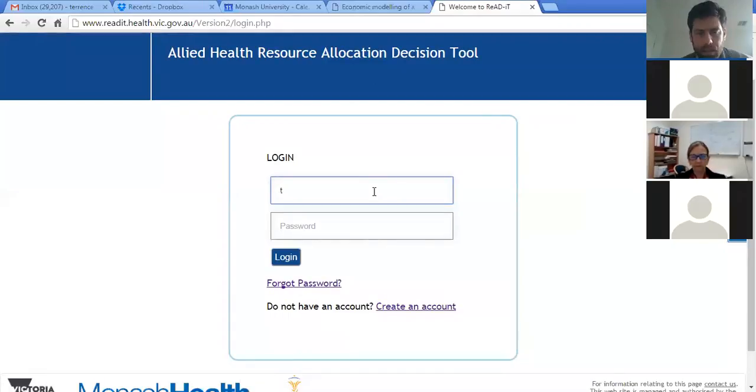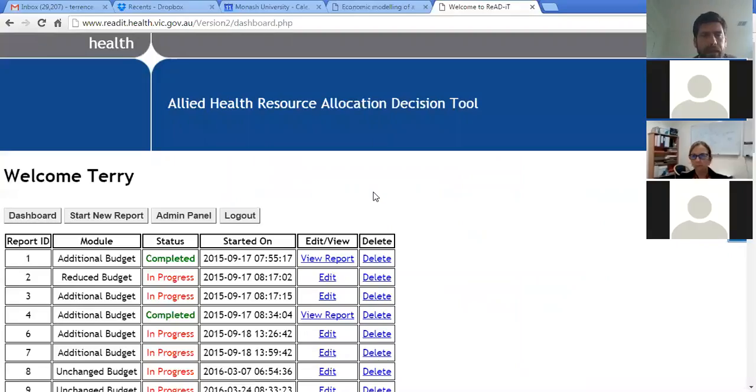So I'm going to get into the account that I've set up for myself. And this is the dashboard. So this is where you can see all the different reports that you may have created over time. There's a record of them here. What you'll notice also is that some of them are in progress and some of them are complete.